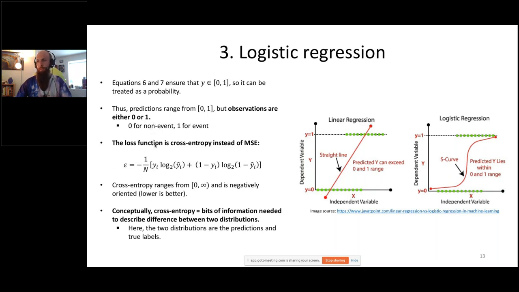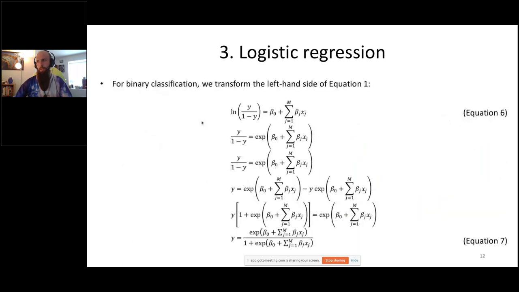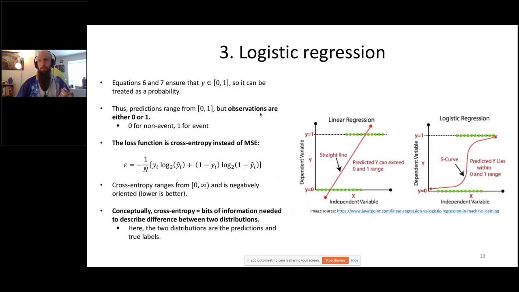The loss function for logistic regression. Basically, there are two things about logistic regression that really differ from linear regression. One is the prediction equation. Instead of having y on the left-hand side, you've got this logit thing, this ln of y over 1 minus y. That's the one big difference between linear and logistic. And the other big difference is the loss function. Instead of using mean squared error, which is the loss function for linear regression, you use something called the cross entropy when you're doing logistic regression.